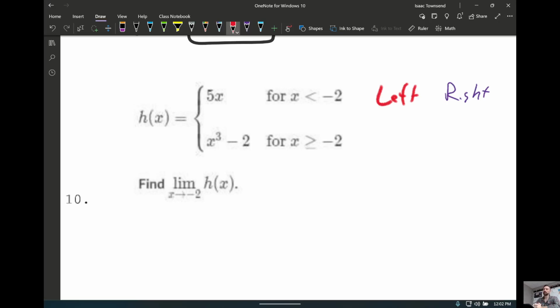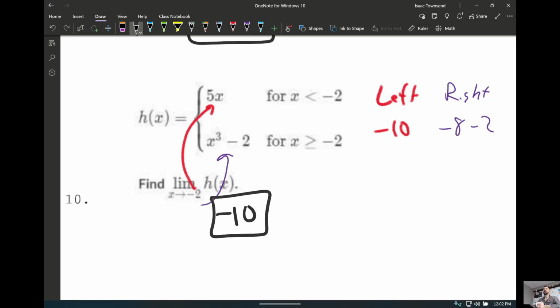Okay, so from the left is when x would be slightly smaller than -2, so it should go into the top one. 5 times -2 is -10. The right one, x is going to be slightly bigger than -2 and it's getting closer to -2. So you would want to plug it in to where x is slightly bigger than -2. So you plug that in. You also get -10. If the left and the right limit are the same, if the question doesn't designate, then it's got to be both. And what it is what it is.